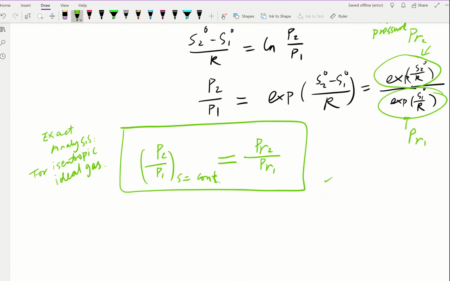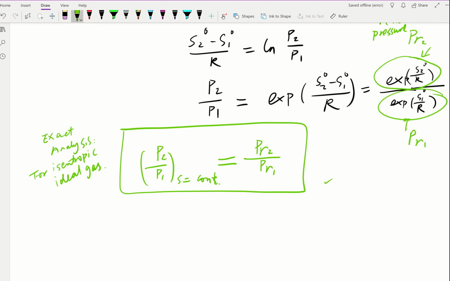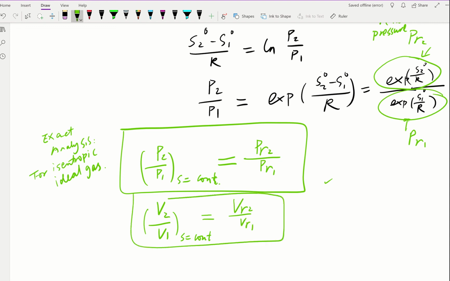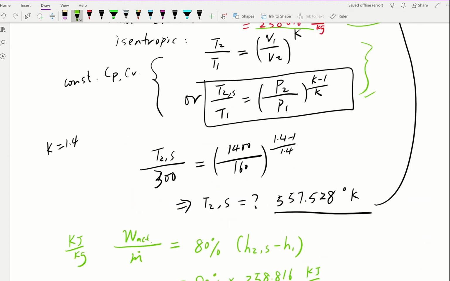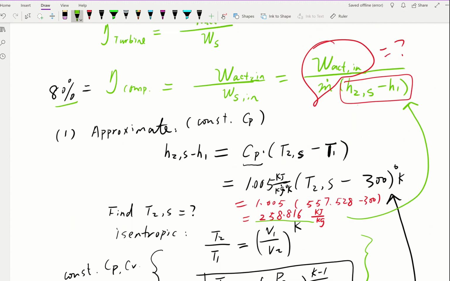So using the ideal gas equation, you could even come up with another one. So this becomes V2 over V1, and if this is running as an isentropic process, that's going to be equal to VR2 over VR1. Okay. Again, it's the same. So knowing this concept, we can come back to solve this problem and go back to our logic here.